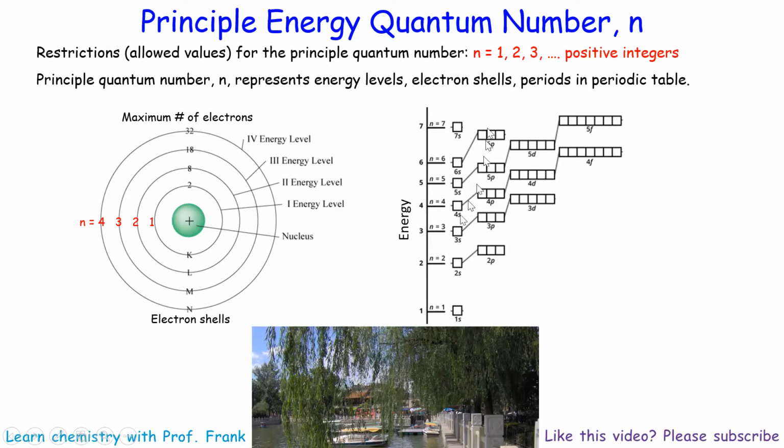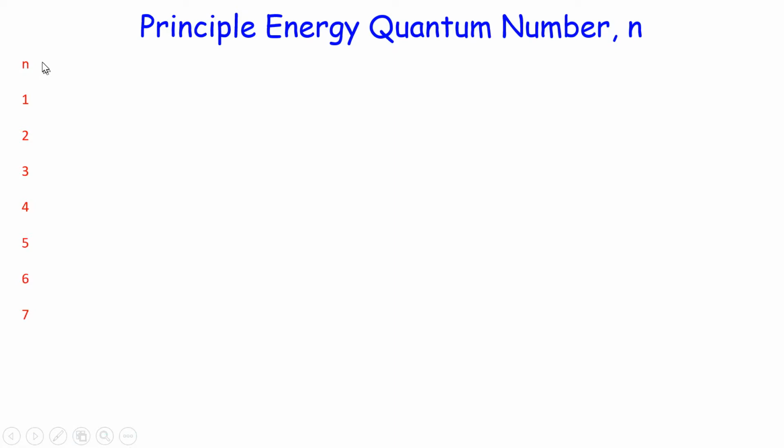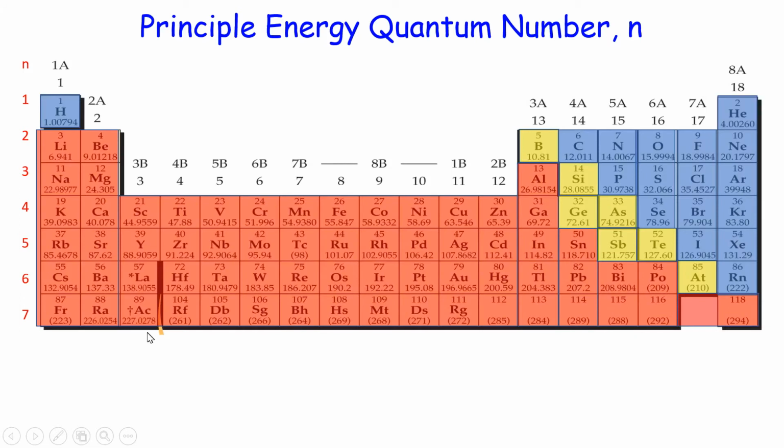And then N equals 1, 2, 3, 4, 5, 6, 7 also represents the number of periods. So the first one, hydrogen, helium, N equals 1, the first period. And then the fifth period right here, N equals 5.